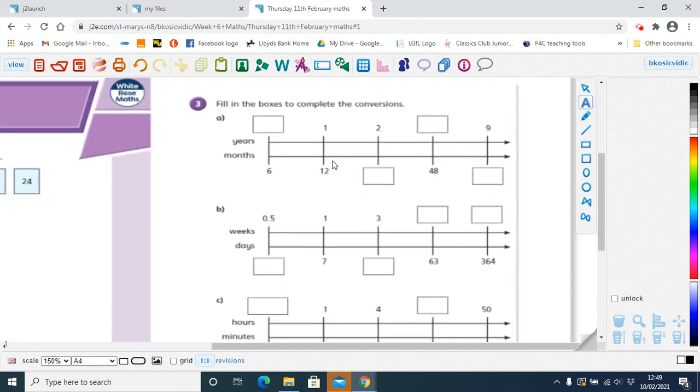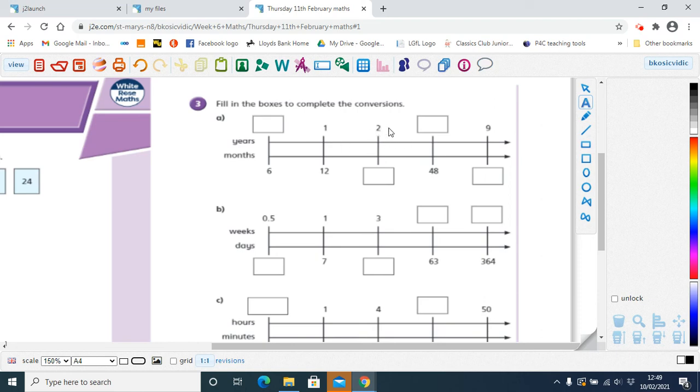In question number 3, you need to look at 2 lines. In the first line, a number of years will be missing. So you need to look at the correlated number at the bottom, which is showing you months. So you need to think about, if I look at 6 months, how many years would that be? So take some time to think about it. If you said that 6 months are actually the same as half of a year, you were correct.